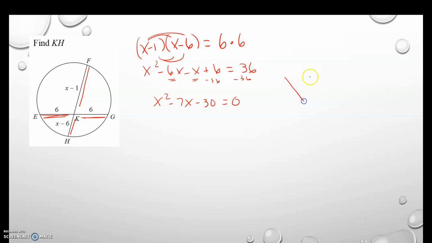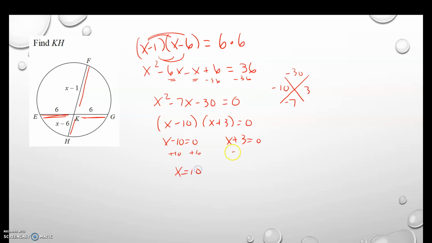Here again, I'm going to have to factor what multiplies to negative 30 and adds to negative 7. And that's going to give me negative 10 and a positive 3. So straight into my binomials, x minus 10, x plus 3, all equals 0. So I get x minus 10 equals 0, or x plus 3 equals 0, adding 10, I get x is equal to 10. Subtracting 3, x is equal to negative 3.